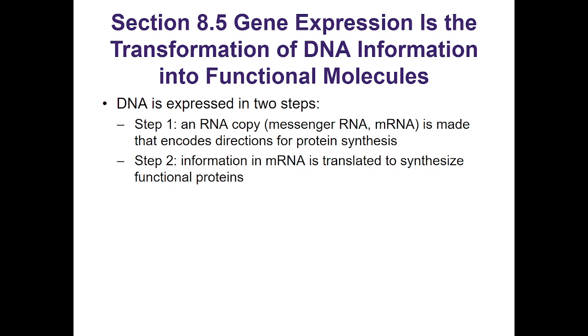Okay, so gene expression is going to be a transformation of your DNA information into functional molecules, which will actually have structures that will dictate function and do stuff. All right, so the DNA is going to be expressed in 2 steps. We have step 1, which is an RNA copy. This is usually referred to as messenger RNA or mRNA, which is the more common one. This is going to be made and encodes the directions for protein synthesis. You can think of this a bit as, you guys ever worked on a work site or seen people work and build a house or apartment building or whatever?